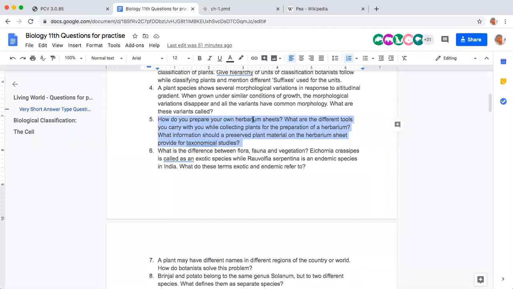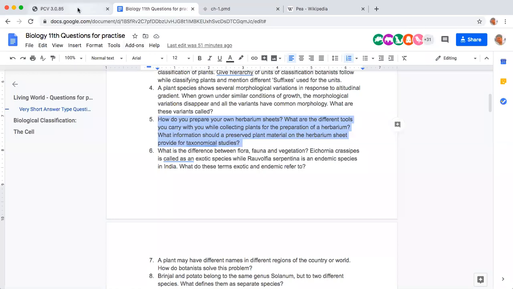A herbarium is made by drying plant specimens on paper and sticking them onto the sheet. First point, one point over. What are the different tools? One point over. What information should be preserved? So you write the information to be preserved in the particular sheet as 1, 2, 3, 4, 5. Like that you write it. You don't have to write it all. So the next question is, what is the difference between flora, fauna, and vegetation?